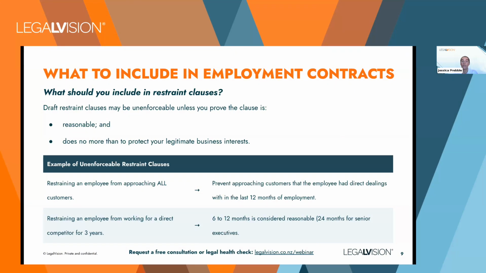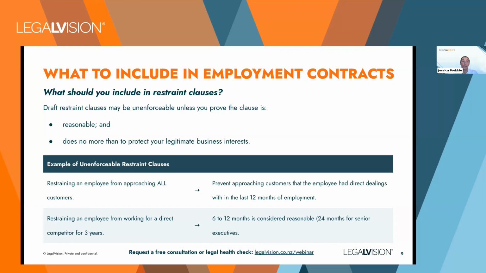Another example, restraining an employee from working for a business in the same industry for 3 years from the date of termination. This is considered way too long. It's also unreasonable to expect an employee to leave the industry and find a job elsewhere. An enforceable clause would prevent an employee from working for a direct competitor for a period of about 6 to 12 months. What is considered a reasonable duration depends on the seniority of the employee, how intimate they were with key customers, and their salary.